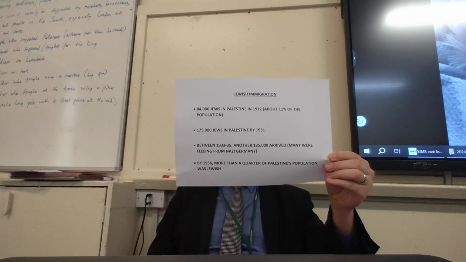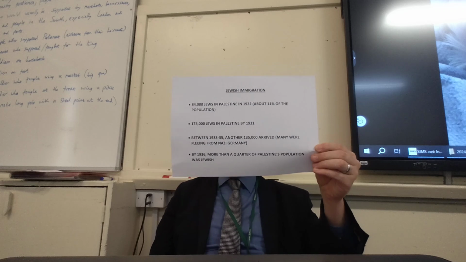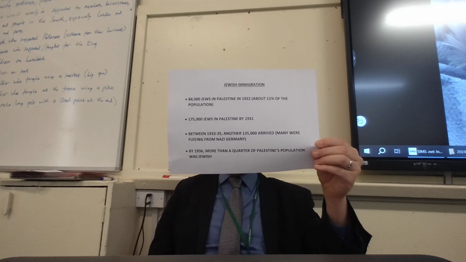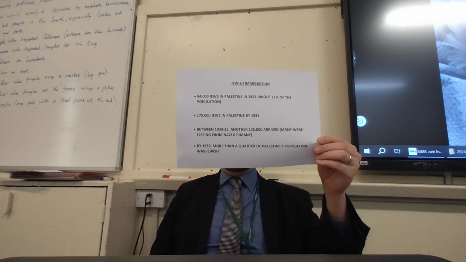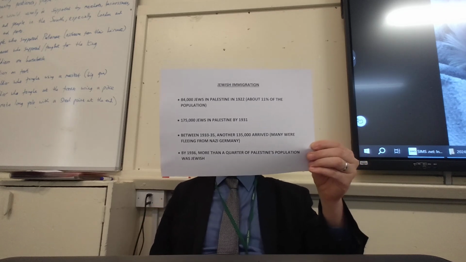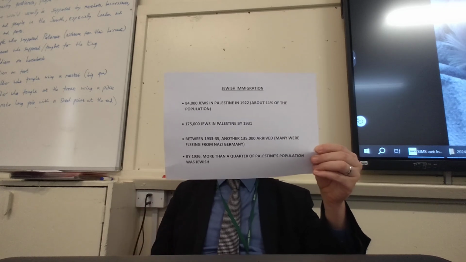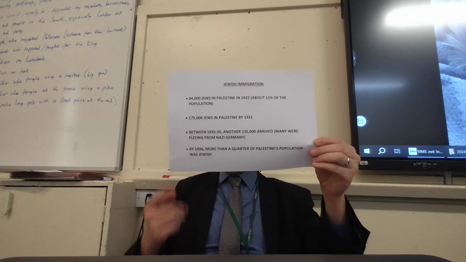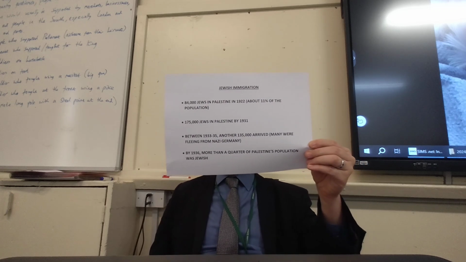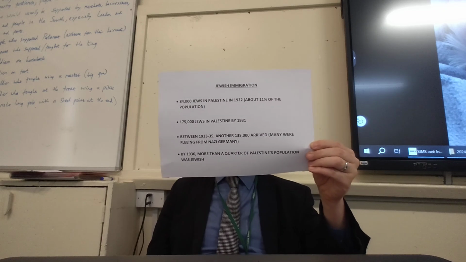And then further to that, between 1933 and 1935, another 135,000 Jews arrived in Palestine. Many of them were fleeing from Nazi Germany, which you guys are well aware of because we've obviously looked at Nazi Germany as part of the Germany topic. So you can see here a huge increase in Jewish immigration. And as it says there, by 1936, more than a quarter of Palestine's population was Jewish. So it went from about 11% of the population to over 25% of the population.